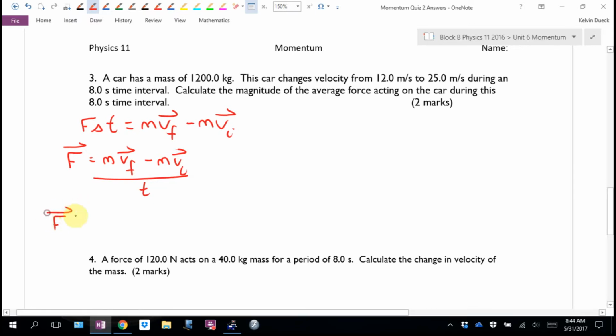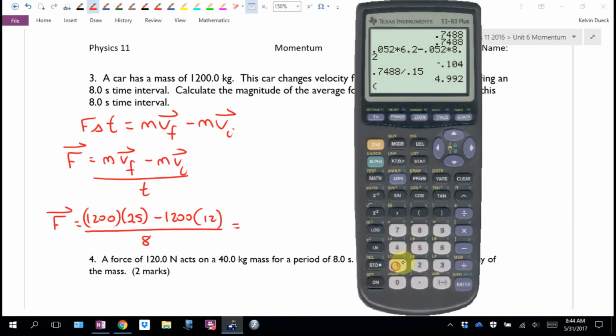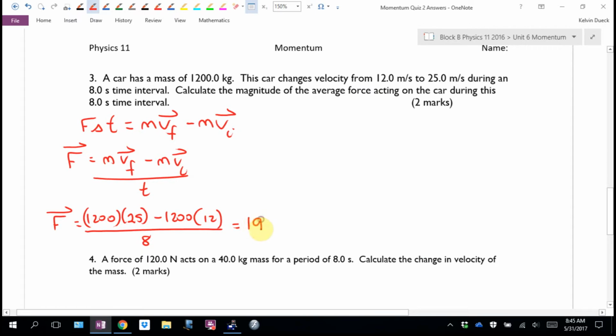So the force is going to be m, 1200, v final 25, minus 1200 times 12, divided by 8. This might work out almost evenly. 1200 times 25 minus 1200 times 12, close bracket, divided by 8. Is 1950, right? Units, it's a force. Direction, didn't ask for it. That's why I used the word magnitude. I said find the magnitude of the average force. I don't care about direction this time.